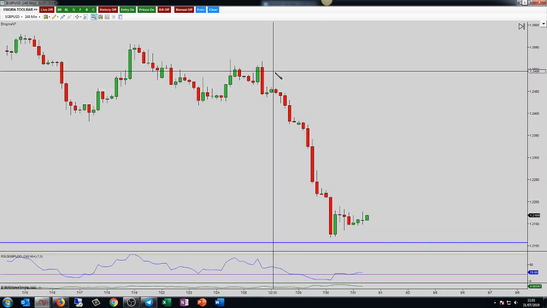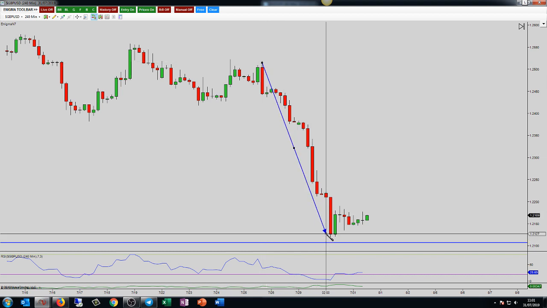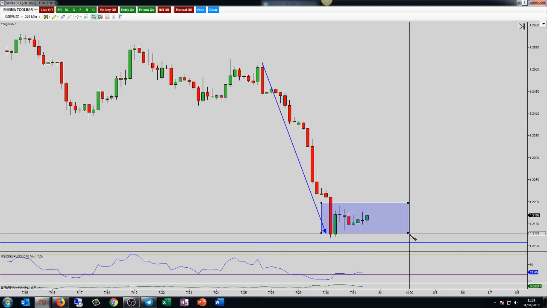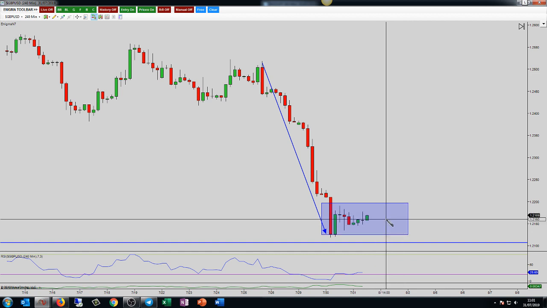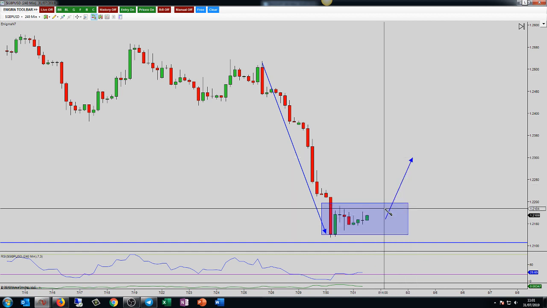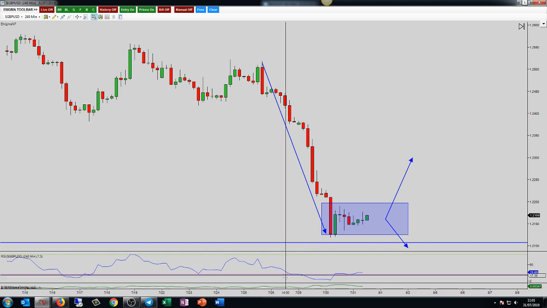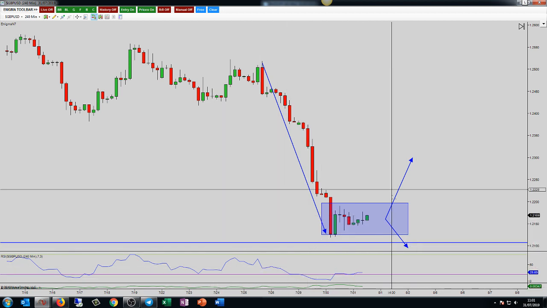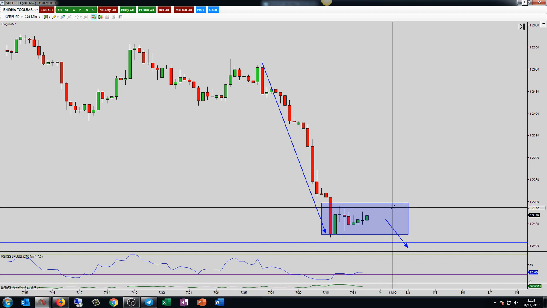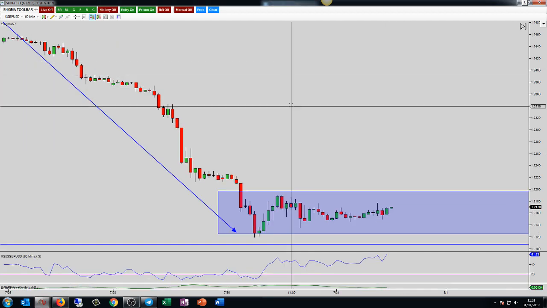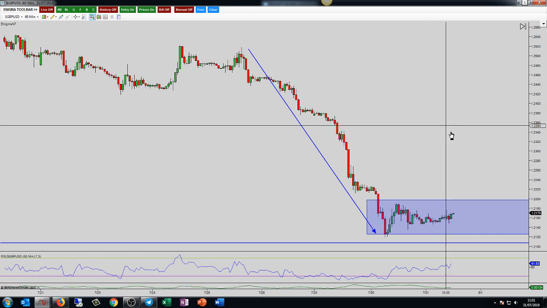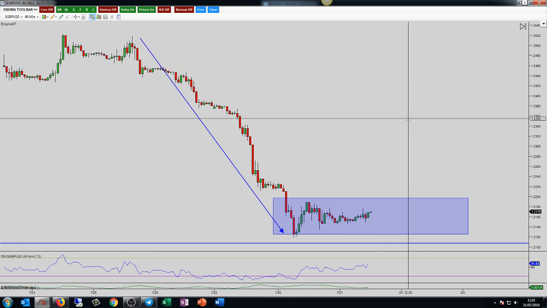So we've had a very, very big bearish run. And what we're seeing now is some sideways movement. And that sideways movement will no doubt be as a result of the news that's coming up. And as a result of the news, we're probably going to see a move higher or a move lower. Probably not sideways. So we're likely going to go up or down. The question is, which way has the highest probability?